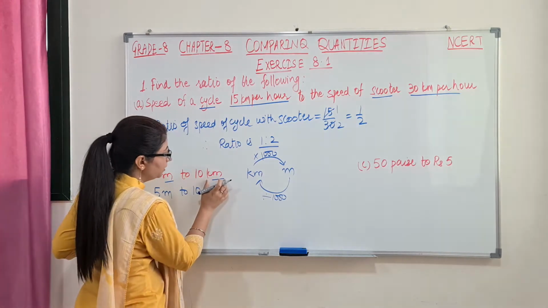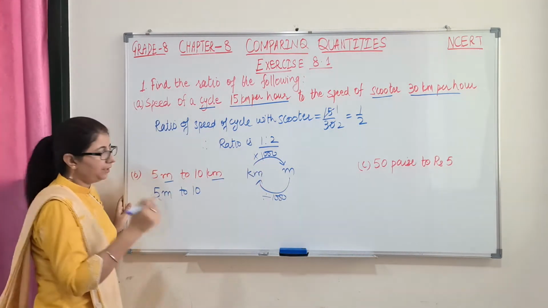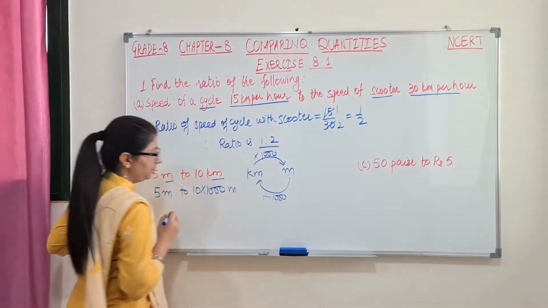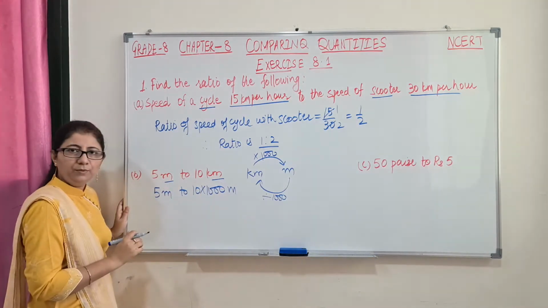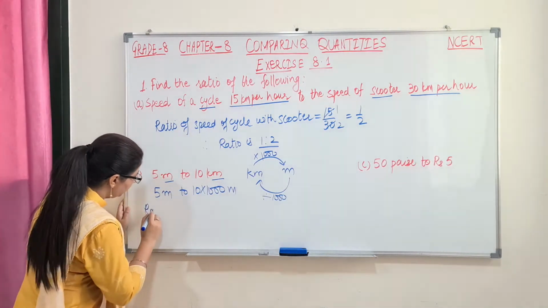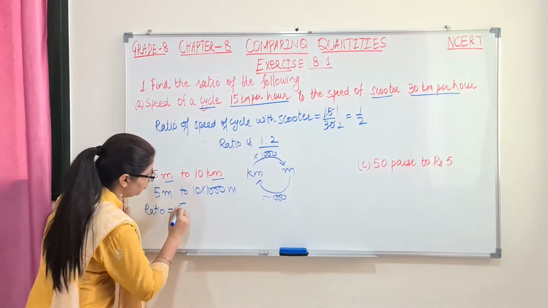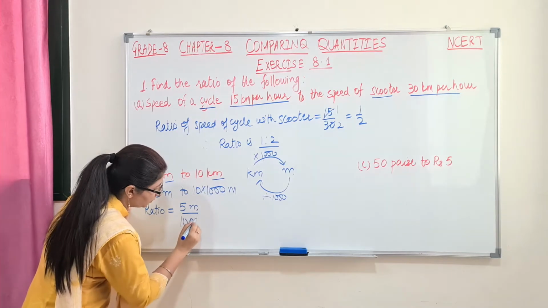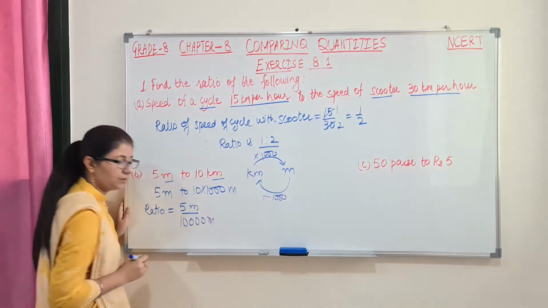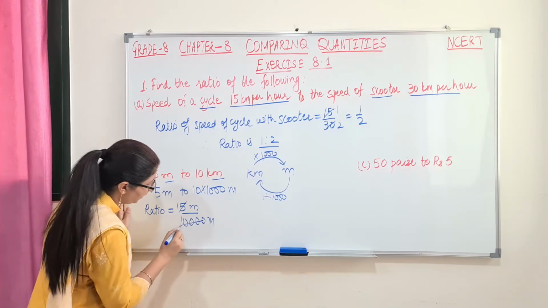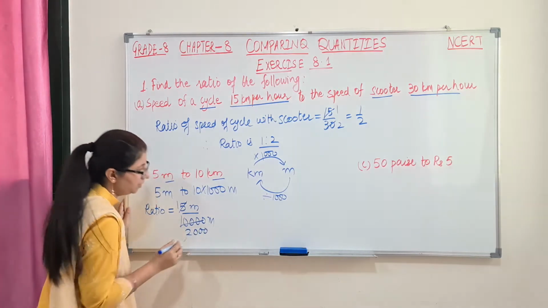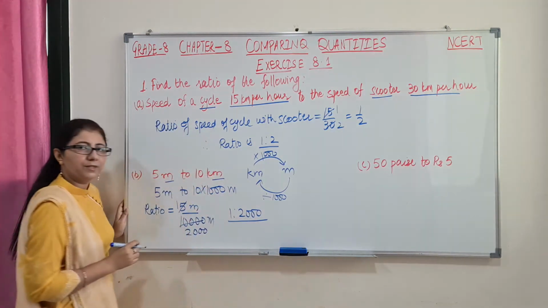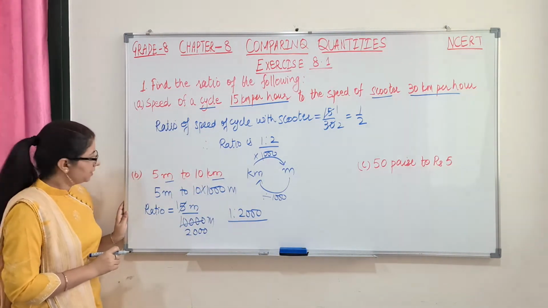So 10 kilometers, so 1 kilometer is having 1000 meters. So 10 kilometers means 10 into 1000 meters. Now both are having same units. We can divide. So ratio is 5 meter over 10 into 1000, that is 1, 2, 3, 4 zeros. Okay. So we will cancel. So this is 1, 5 2s are 10, 2000. Therefore ratio is 1 is to 2000. Correct? So this is our first question's second part.